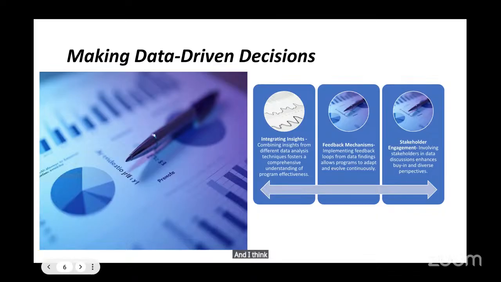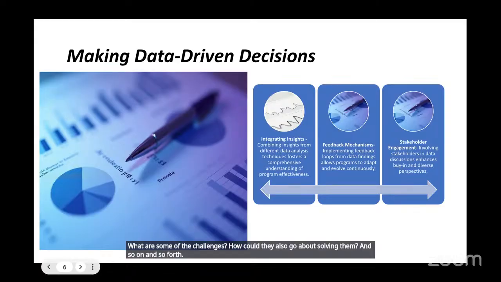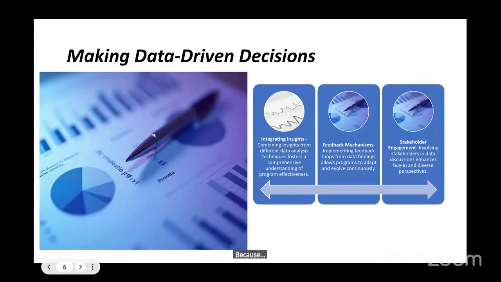And I think that's why so many programs go back midway to assess what some of the challenges are, how they could go about solving them, and so on and so forth. Because the world these days is a changing world. Tomorrow you wake up, there's a new thing, different from the next day, and so on and so forth.